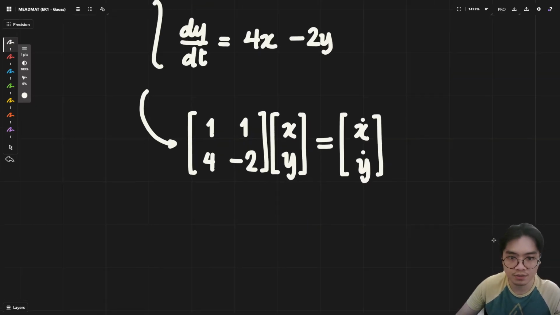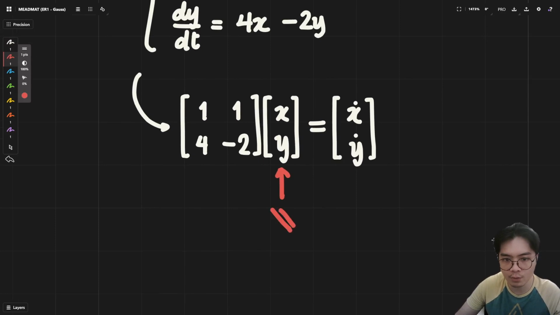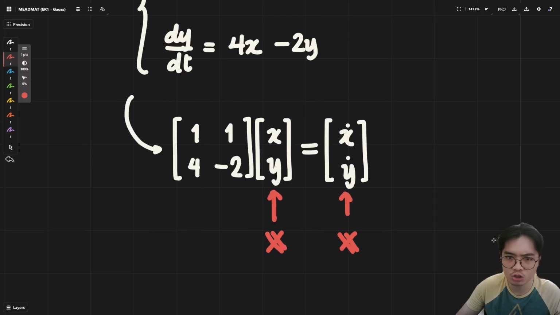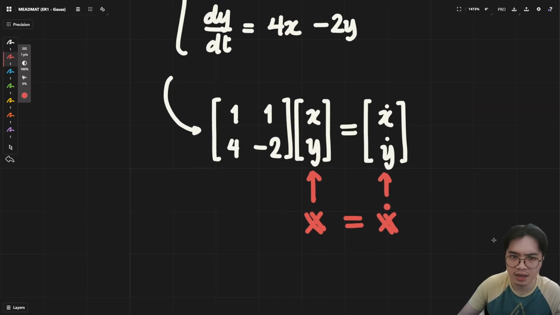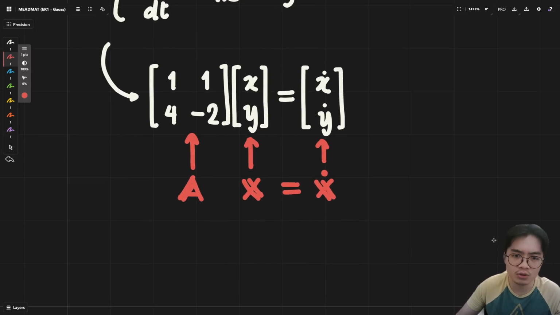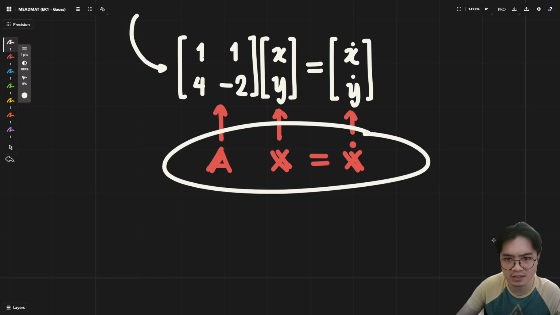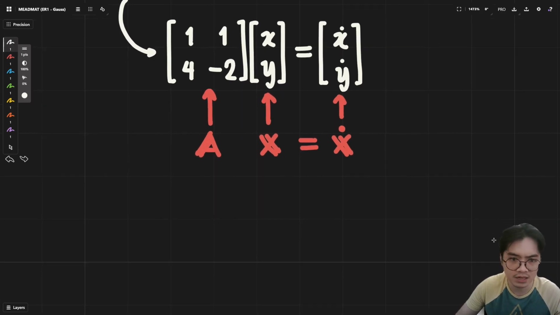Now notice that if we call this our variable vector x, it just so happens that everything in here has been differentiated with respect to time. So technically, the vector itself has been differentiated with respect to time. So that now is x dot. And this is our coefficient matrix A. And so now you expect something like this: Ax is equal to x dot, or more specifically, x dot is equal to Ax.